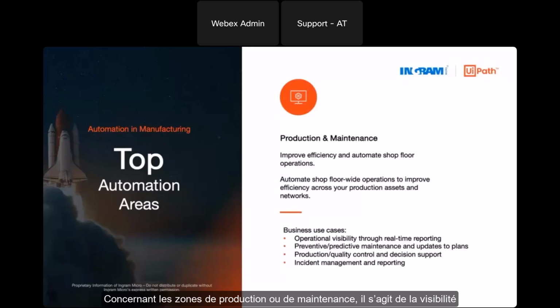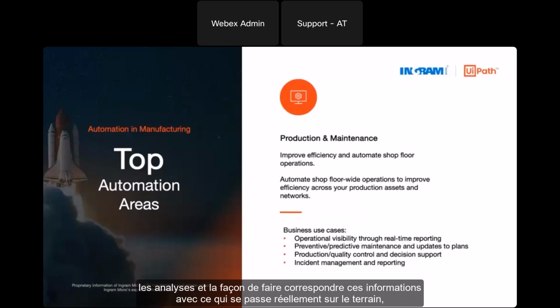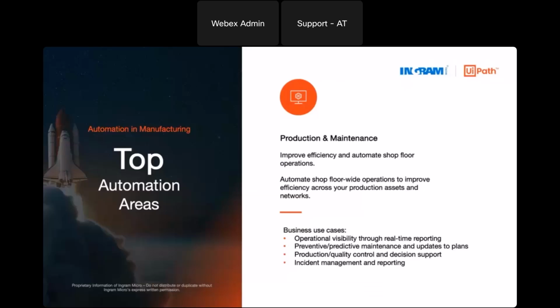In the production or maintenance areas, right? All the visibility throughout the different processes, and have access to real-time reporting, all the analytics, and how we can match that information with what's actually happening on the ground, right? When we can have all this information regarding some preventive actions that we should perform in terms of maintenance, updates, in terms of quality control. How are we going to follow those different incidents that may arise, and how are we going to report those incidents and make sure that those don't happen again?